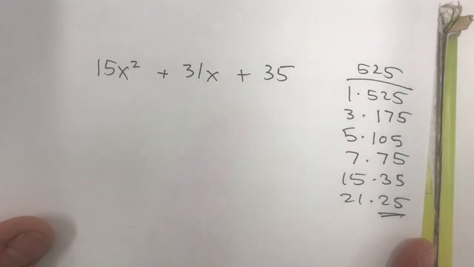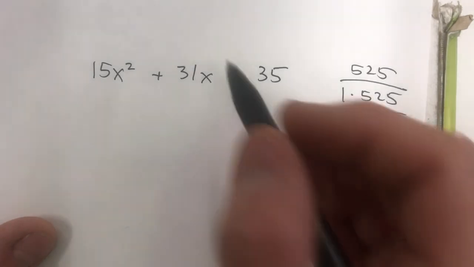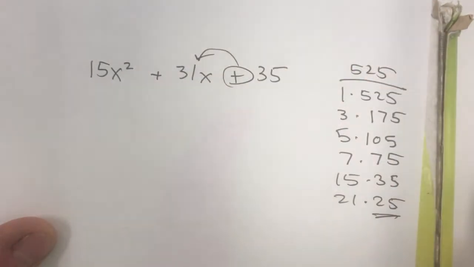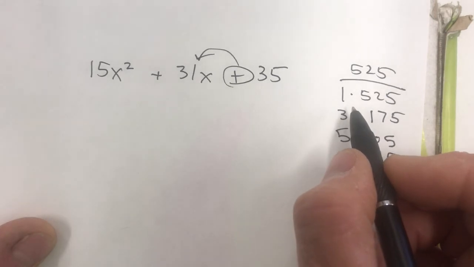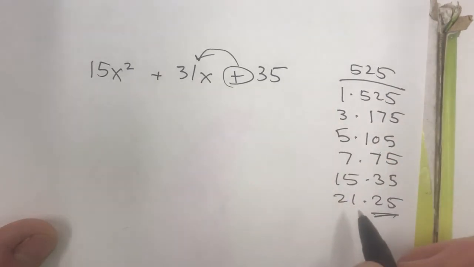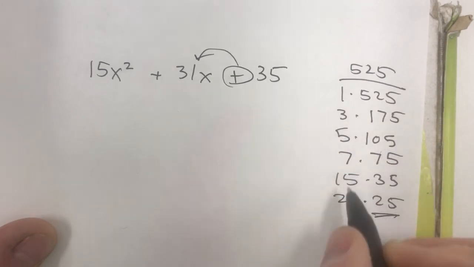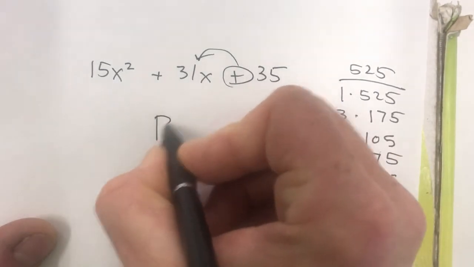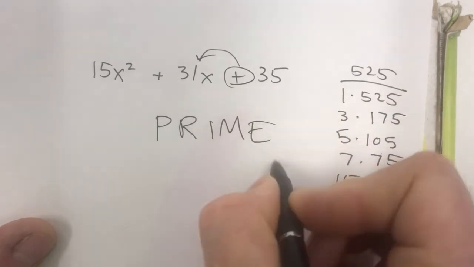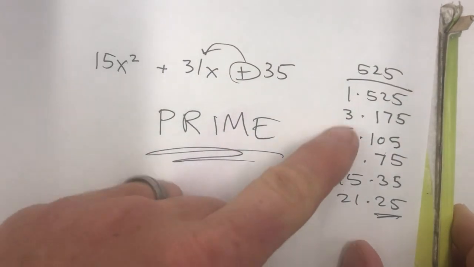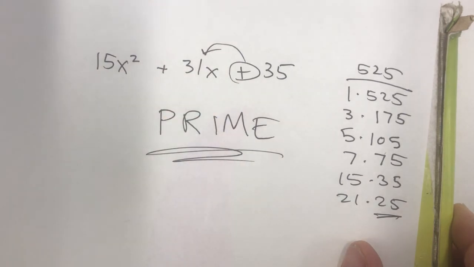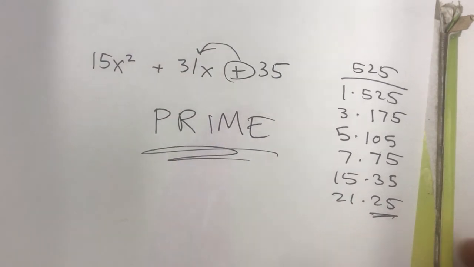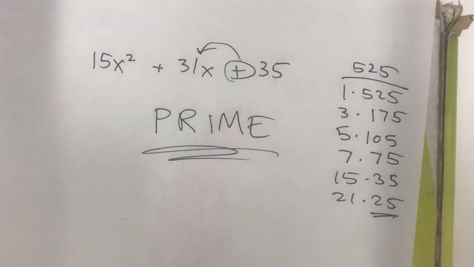Okay. Now, which ones add and get 31? So if I add on here and get 31, I don't think I find one. I don't see one that adds up to get 31. So this is what we call prime. This one is prime because I don't have any factors that add and get 31 on this. So it's prime. Okay? So that happens sometimes. That happens. Okay?